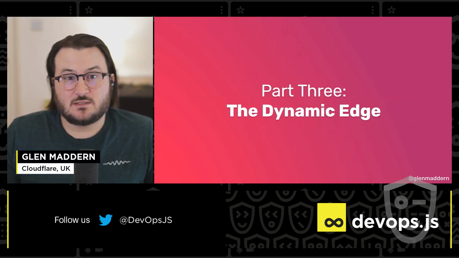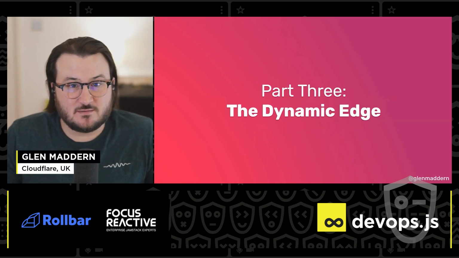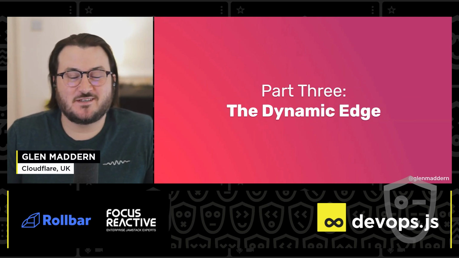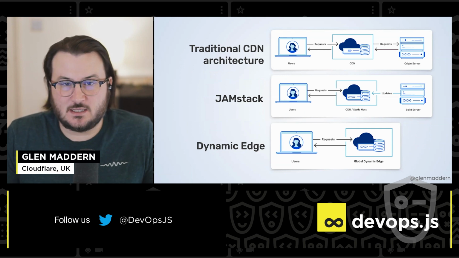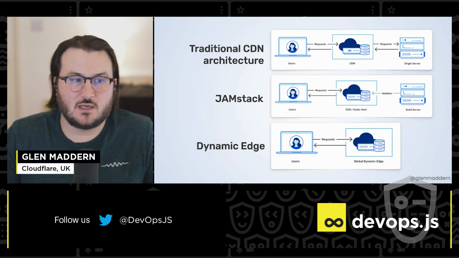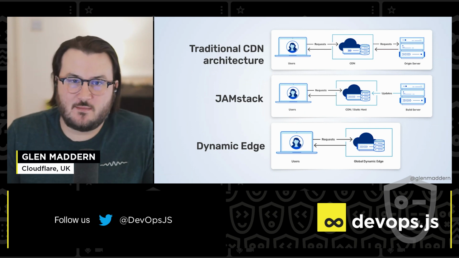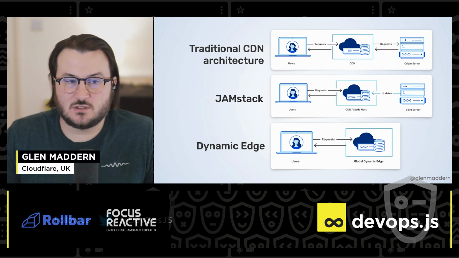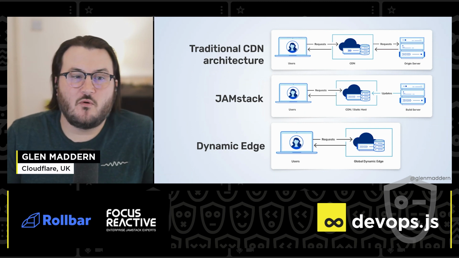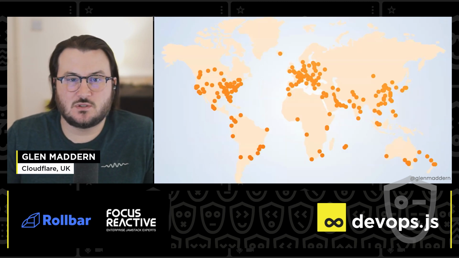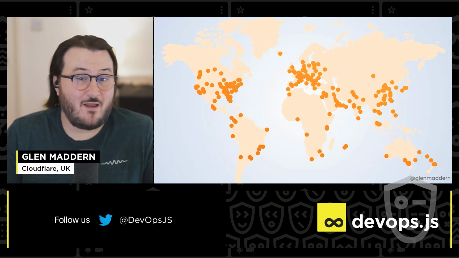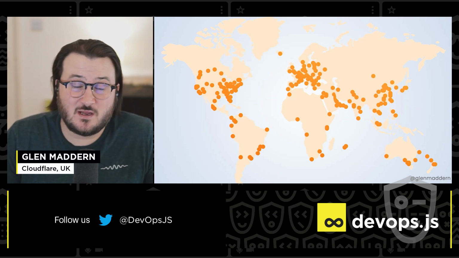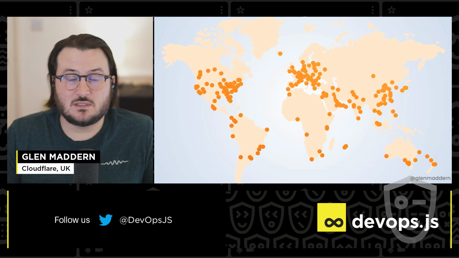All that is to bring us to the future, which is also the current, but not evenly distributed, which is the dynamic edge. So rather than looking at the CDN architecture and saying, well, let's make a static edge and send updates to it like we do in Jamstack, if we have a dynamic edge, then we don't really need an origin server at all. In fact, the whole point of a CDN was to run close to our users. But what if this was where we hosted it? What if we hosted it everywhere in the world? I mean, it's just front-end code after all. It's not massive databases and all these sorts of things.